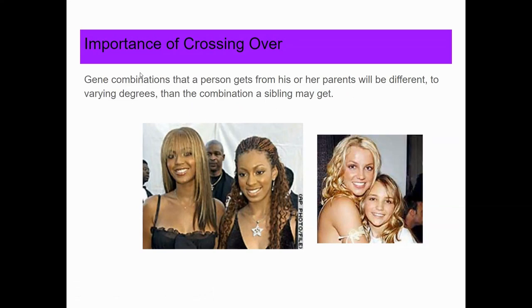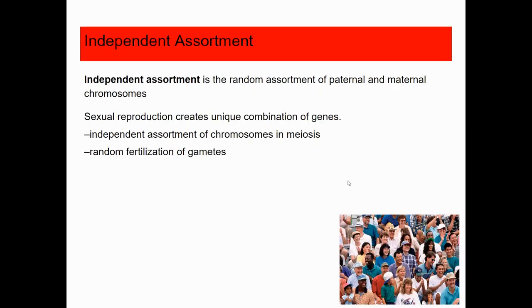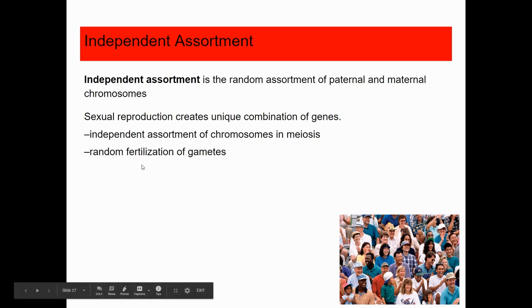All right, so importance of crossing over. Gene combinations that a person gets from his or her parents will be different to varying degrees than the combination a sibling may get, which is why you look different. Independent assortment is the random assortment of paternal and maternal chromosomes. Sexual reproduction creates a unique combination of genes. Independent assortment of chromosomes is in meiosis, and it makes for the random fertilization of gametes.